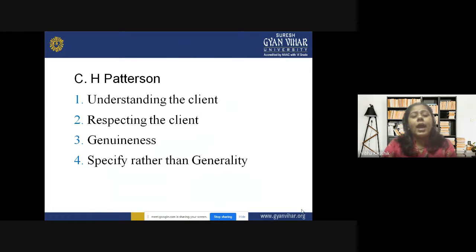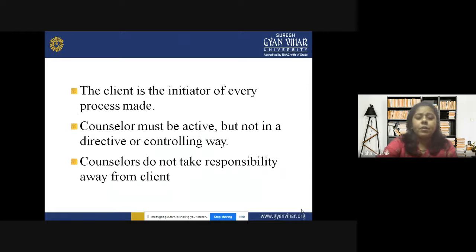Now, C.H. Peterson: first is understanding the client. You have to understand the client. Second, respecting the client. You have to give respect to the client. Third, genuineness. You have to be genuine with your client. Fourth, specify rather than generality. The client is the initiator of every process need.